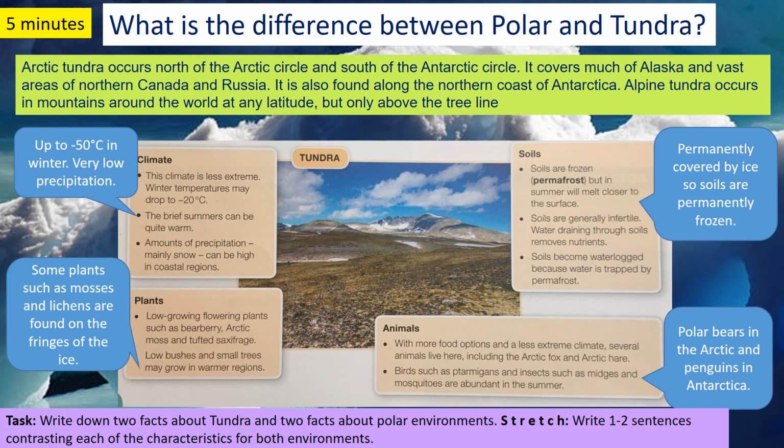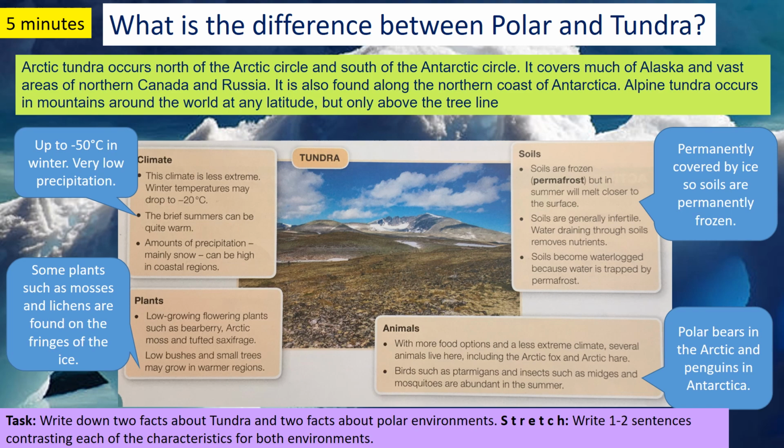In tundra areas, we do get some plants, some low growing shrubby flowering plants, such as bearberry and different types of mosses. Sometimes small bushes, but most of the time, it tends to look like it does in the picture on the screen here. In polar regions, we get fewer plants. Sometimes, on rare occasions, we can get mosses and lichens growing on the fringes of areas where there's ice, but much less vegetation than in tundra regions.